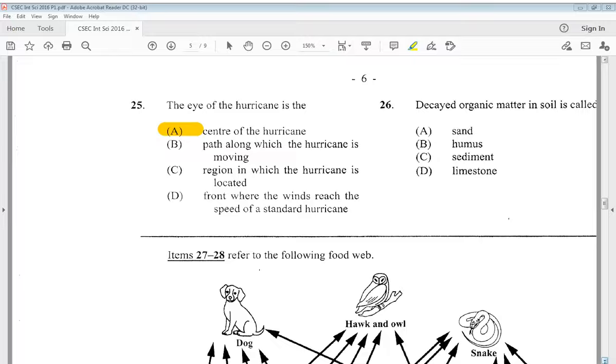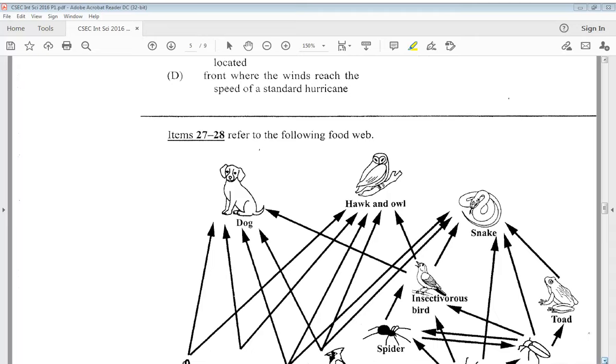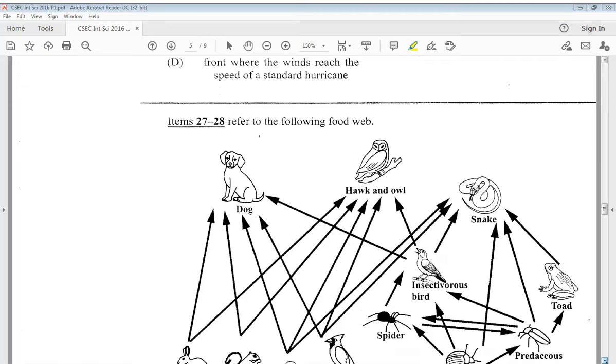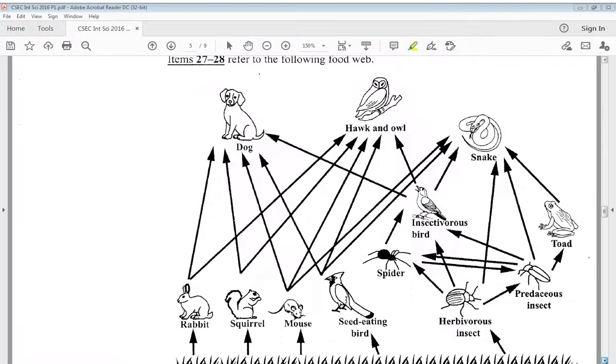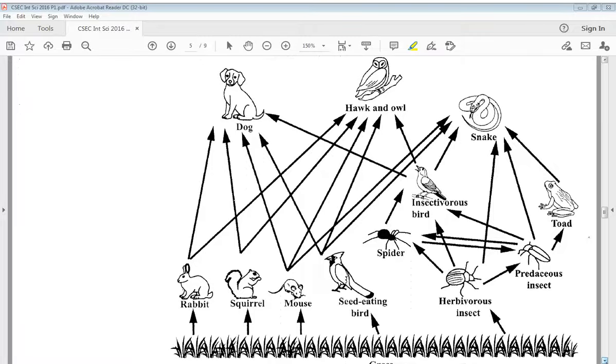26 says, decayed organic matter in soil is called A, sand, B, humus, C, sediment, or D, limestone. This is an easy one. This is a repeated one. We know the answer is B. Okay, so here we have items 27 to 28 refer to the following food web. So there is your food web.